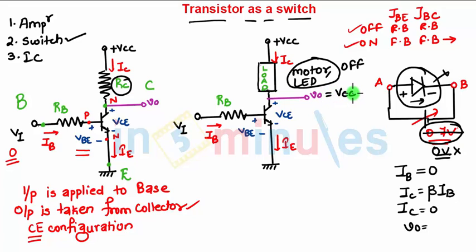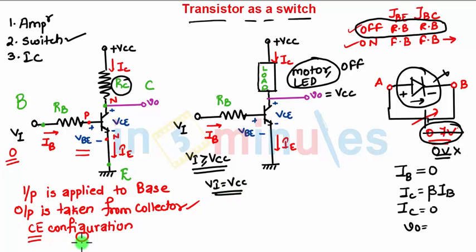Now in the next case, I am providing the voltage Vi to be greater than 0 volts, say VCC. In the previous case I was in the off condition. Now I am providing Vi to be VCC. If my input voltage is the maximum, VCC, what will happen in this case? IB will flow. What will be the equation for IB when you apply KVL in this loop? It will be Vi minus VBE divided by the resistance RB.